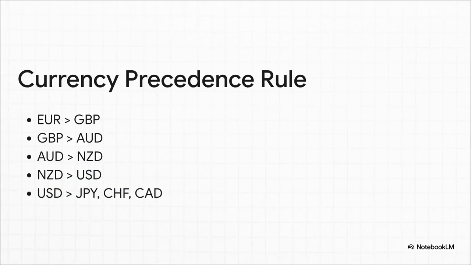And have you ever noticed it's always EUR/USD and never the other way around? Well, that's not an accident. There's actually an unwritten rule in the market, kind of like a pecking order, for which currency comes first. The euro is the king of the hill, outranking the pound, which outranks the Aussie dollar, and so on down the line. It's just a market convention.